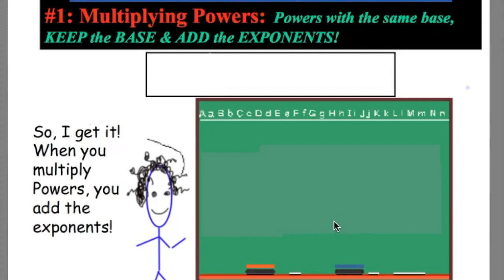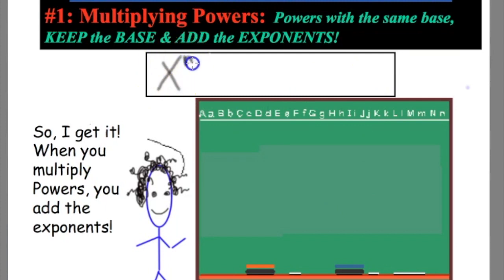Okay, so we just want to keep that fresh in our minds as we work through the first rule of exponents here, which is multiplying powers. When multiplying powers, we must have the same base, and in order for that rule to apply, the base must be the same, and we add the exponents. So let's just write the rule down.